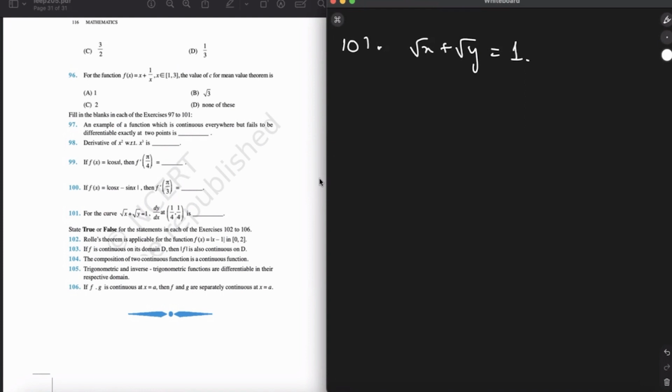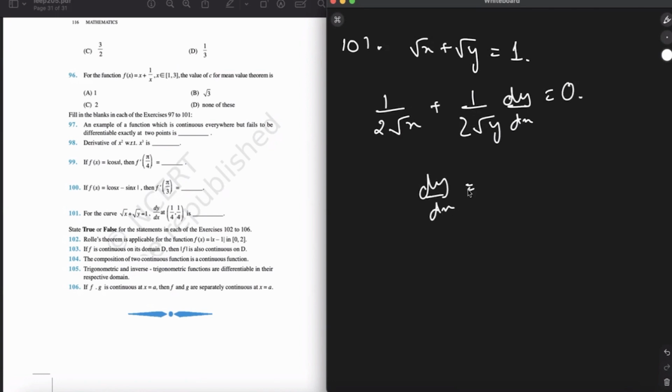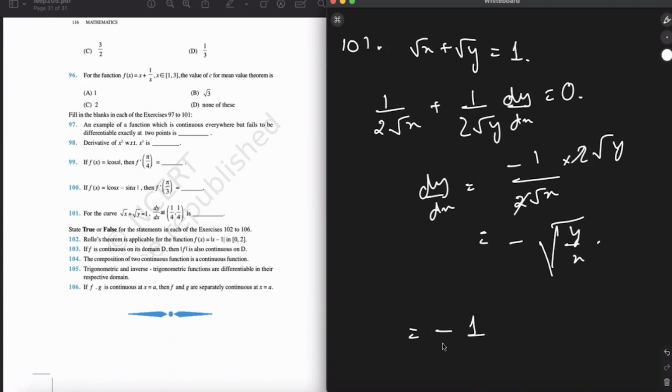Alright, nothing, I'll just differentiate it. On differentiating with respect to x, I'll be left with 1 upon 2 under root x plus 1 upon 2 under root y into dy by dx equals 0. So dy by dx equals minus 2 under root y upon 2 under root x. If I put the values 1 by 4 and 1 by 4, it will be 1, so dy by dx equals minus 1.